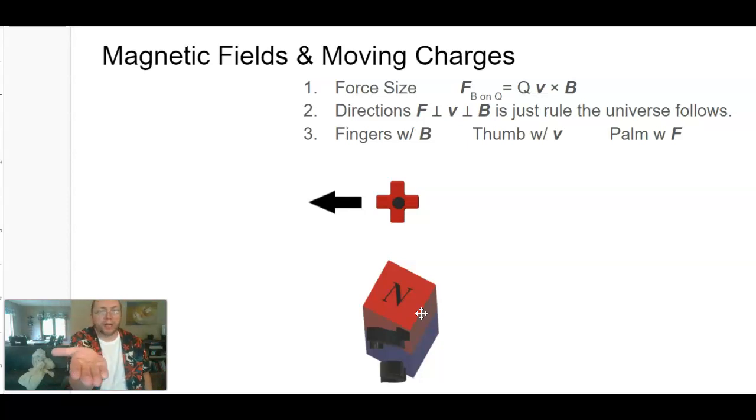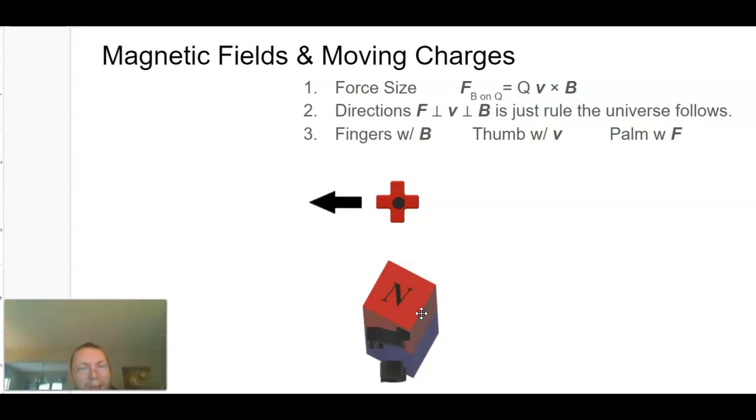So magnetic field out of the page. The velocity of the charge is the direction of my thumb. The force would be up. So that means that as the charge is going this way, it would experience a force up. So the charge would go curving up. I hope that helps a little bit.